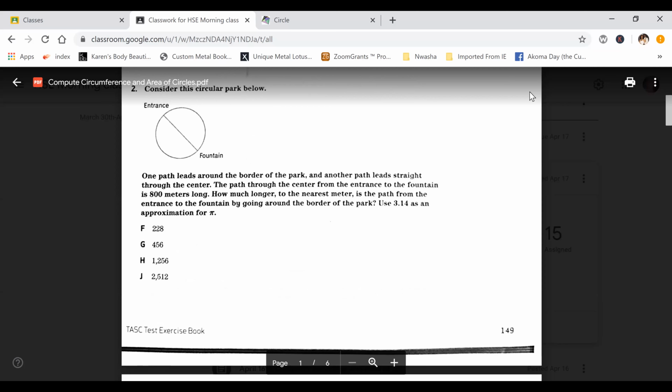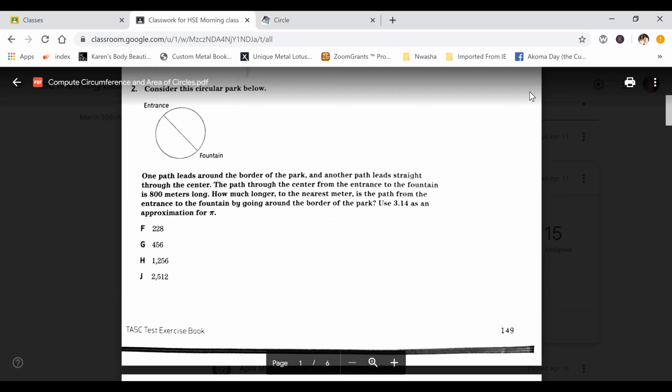So now taking a look at number two, they have a diagram. And again, when it says consider, you want to take a look at it just to see what you already can figure out about the picture that they're showing you. So it says, consider this circular park below. So now it's telling you that it's a park. You've got an entrance and you've got a fountain. And you can tell from the entrance to the fountain that it's a diameter.